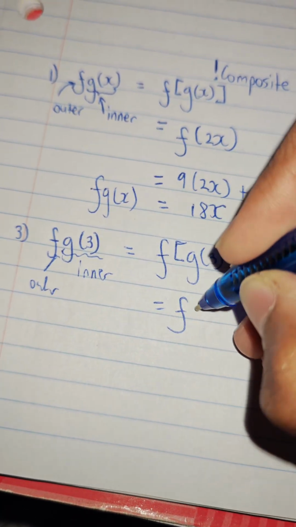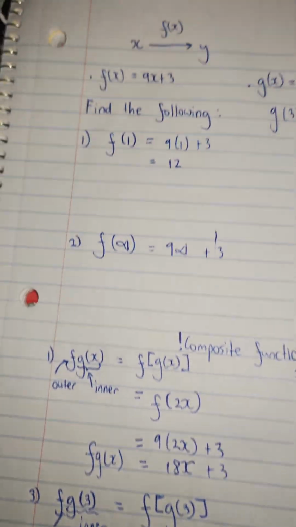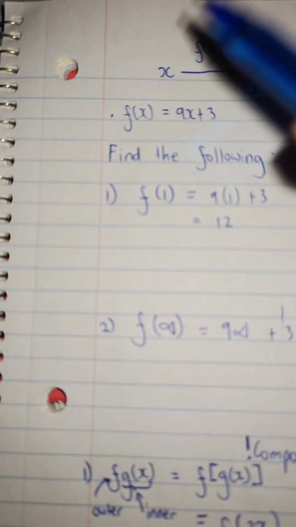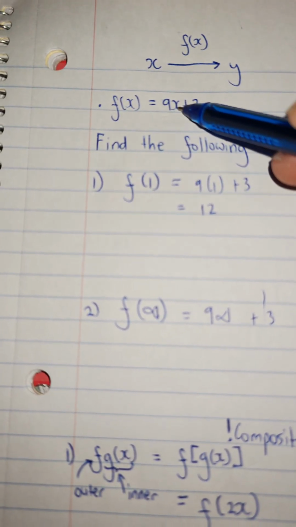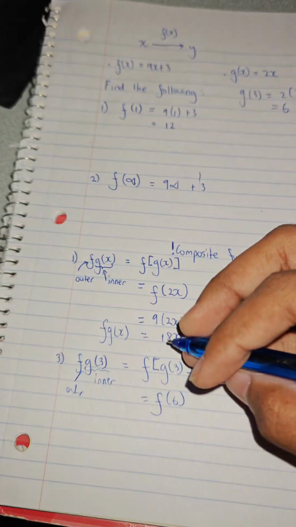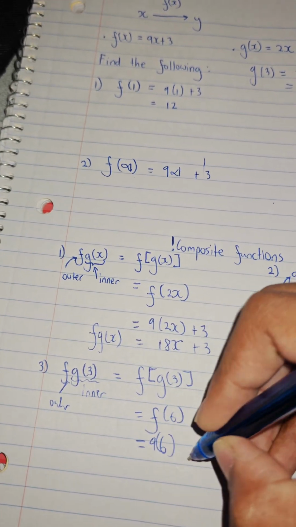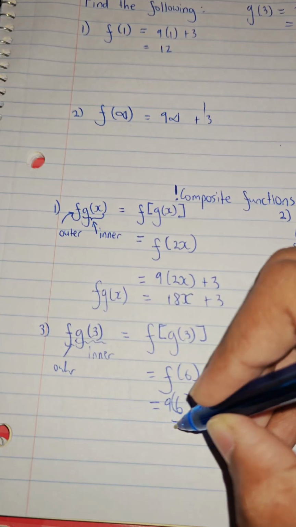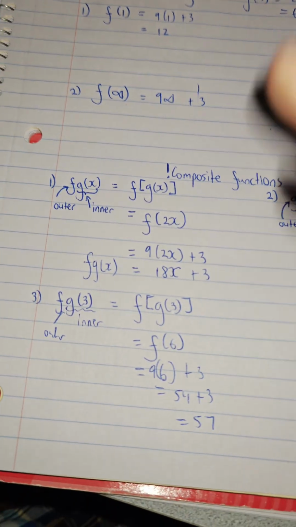So that'll be f of 6. Is that hard to find? No. That's really simple. Because f of x was 9x plus 3. If we want to find f of 6, all we're going to do is replace x with 6. So that's just going to be equal to 9 by 6 plus 3. 9 by 6 is 54. 54 plus 3 is equal to 57, and that's that.